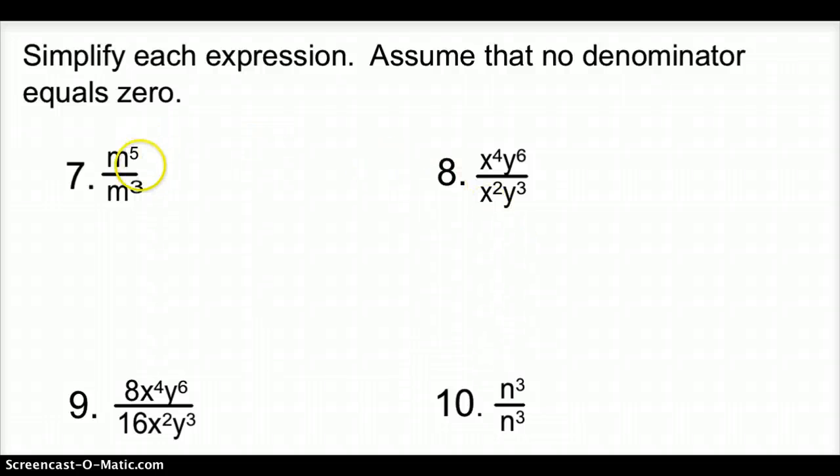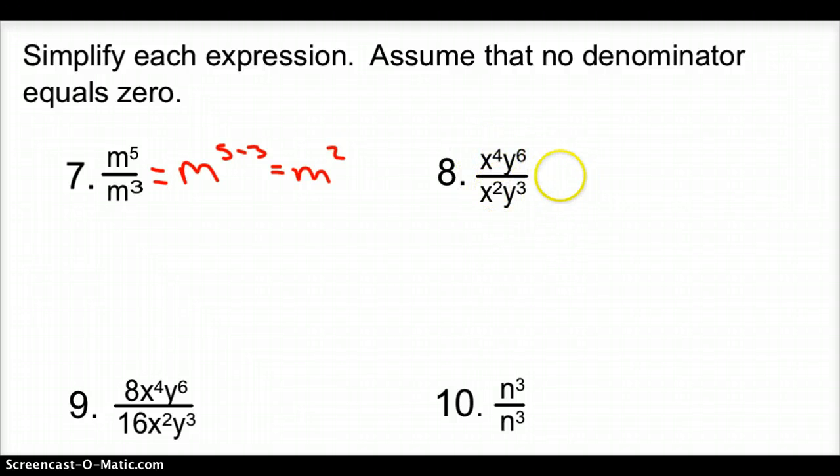Let's try some more. Now we have a division bar. So we're going to simplify this expression, assuming that the denominator doesn't equal 0. Why can't the denominator equal 0? Because then it would be undefined. But now when we have division with the same variable, we look at their exponents and we subtract them. So I'm going to write it out just real quickly here. It would be the same as saying m to the 5th minus 3, and so we would do that just m squared. Now looking at 8, 4 minus 2, which is going to give us x squared, y to the 3rd, because we subtract the 6 and the 3.